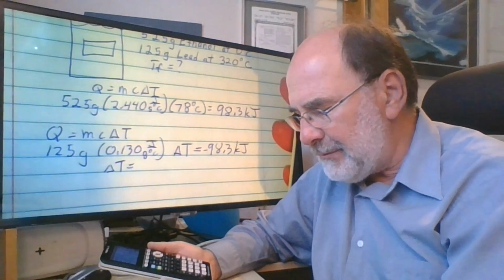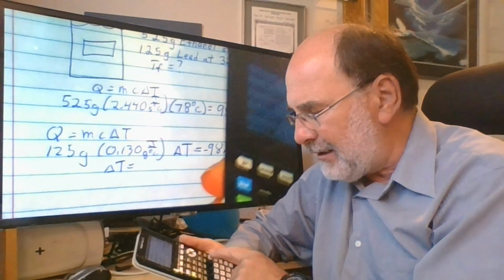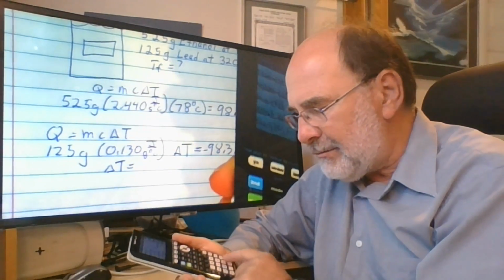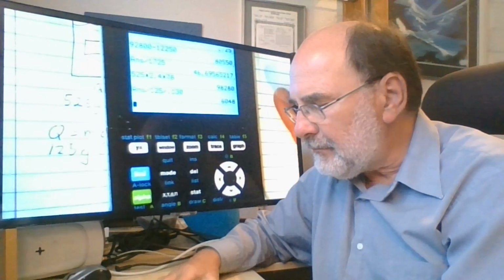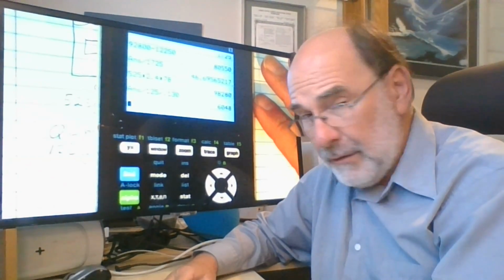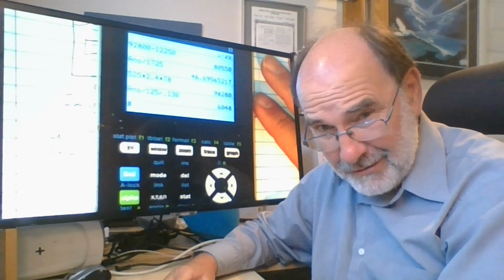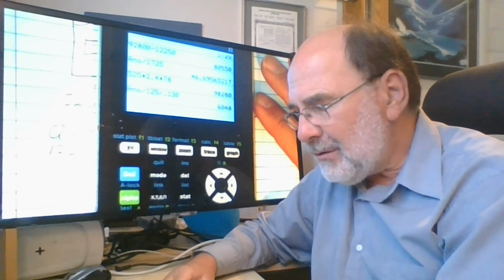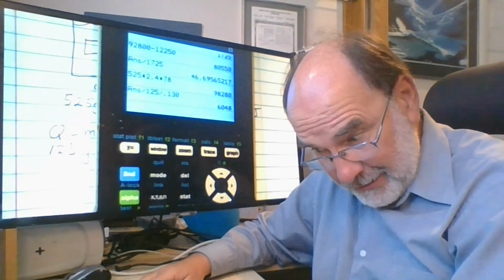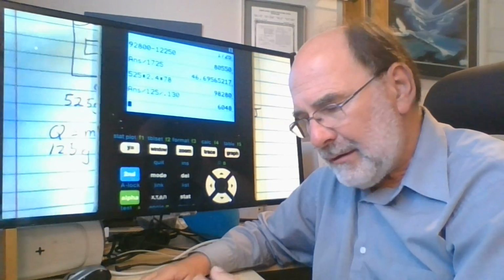So I had 98.3 kilojoules. And now what I'm going to do is divide that by 125, divide that by 0.130, enter. And it says the change in temperature would be 6,050 degrees. Wow, 6,050 degrees. So clearly, I've been wrong in my assumption. There's no way the temperature is going to drop below absolute zero. And this change in temperature for that much heat energy means that's not the story that's playing out here today.